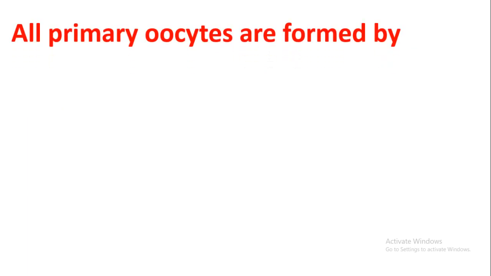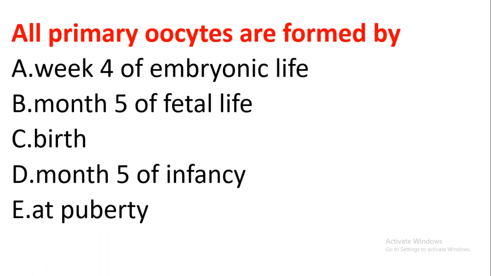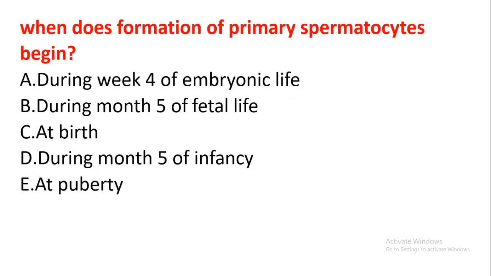All primary oocytes are formed by, so unlike in the male where the primary spermatocytes tend to be created at puberty, you need to understand that this is not the case for the primary oocyte. Instead, the primary oocytes are normally formed by month 5 of fetal life. So the answer here is just B. Then when does formation of primary spermatocyte begin? The formation of primary spermatocyte normally takes place at puberty.